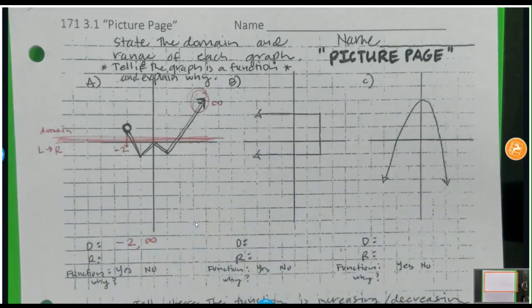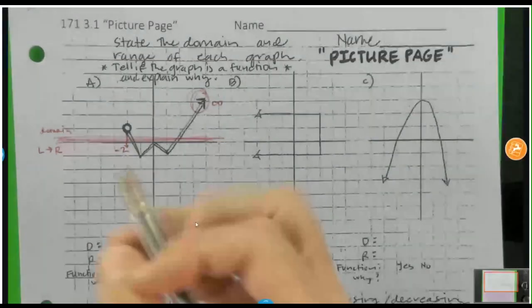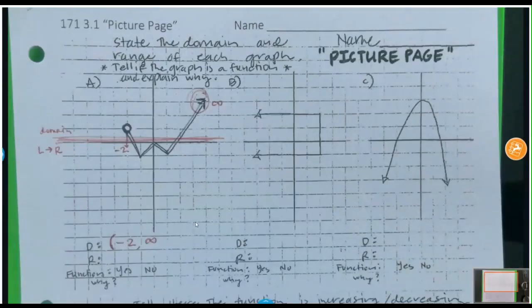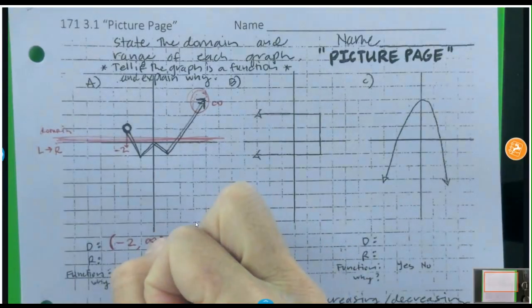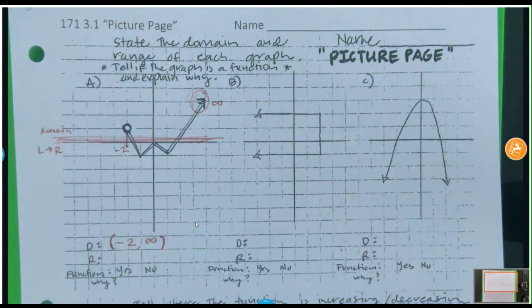Excuse me. And then I have to go back based on our first chapter, our first test, and decide if that's going to be parentheses or brackets. So let's look at -2. What kind of circle did I have at -2? Open. So that's going to get a parentheses. And what do we always put with infinity? Parentheses, because we know we cannot contain or capture where infinity ends. So that is the interval for the domain of this graph.